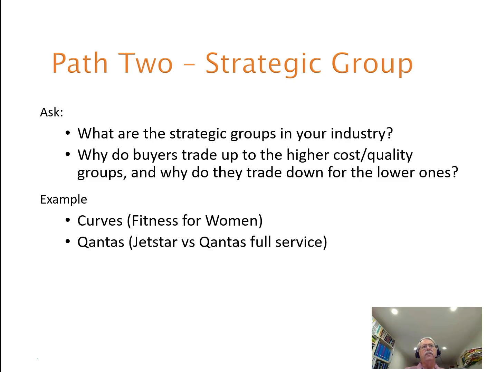Okay, strategic groups: why do buyers trade up to the higher cost quality? Jetstar versus Qantas is a very good example of strategic groups. You can have the one organisation where Jetstar deals with the economy side of the business, and Qantas Full Service deals in another strategic group competing against international airlines.